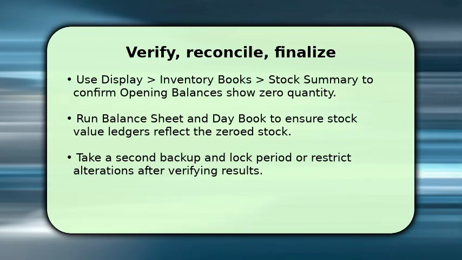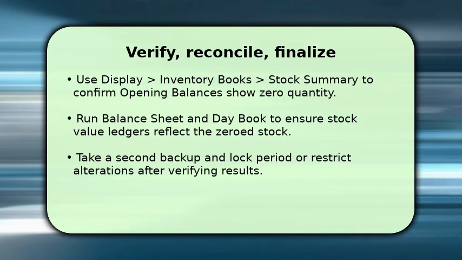Next, run the balance sheet and daybook to verify stock value ledgers reflect any adjustments and show 0 opening stock value. If discrepancies exist, trace entries in stock journal and daybook to find the source and correct the voucher.